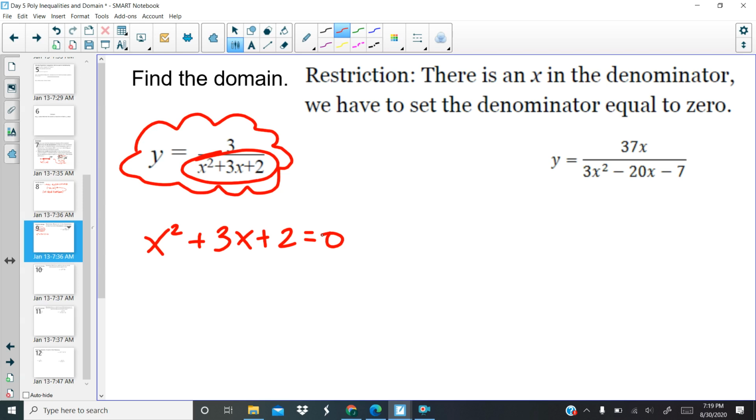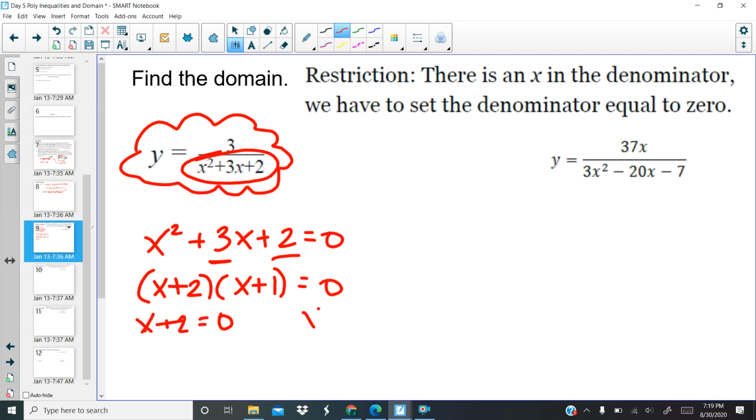To do that, you're going to have to factor. You're looking for two numbers that multiply to 2 and add to 3. That's going to be a positive 2 and a positive 1. And those have to equal 0. Then the method from there is to set each factor equal to 0 and solve for each factor.